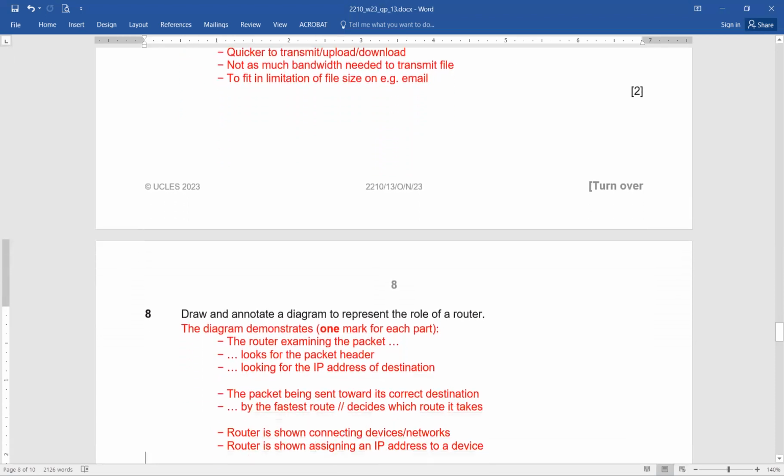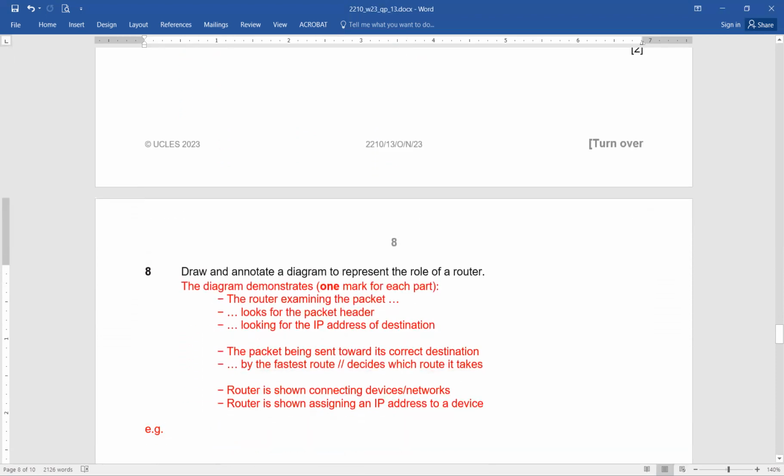Okay, now question number 8. Draw an annotated diagram to represent the role of a router. Now, this is really very important. You have been learning about the router. You know how important the router is in our transmission, in our internet transmission. So the diagram that you are going to draw should demonstrate the following points.